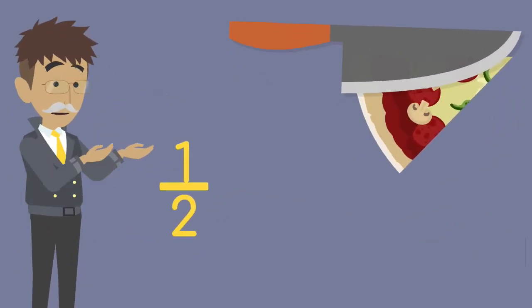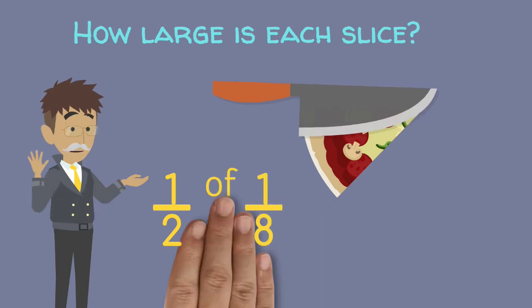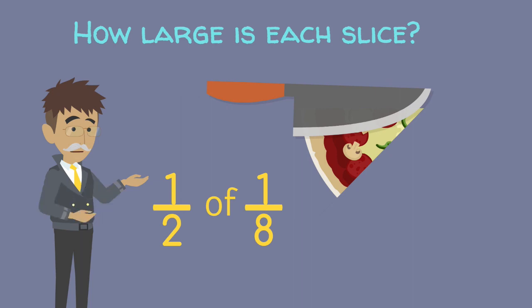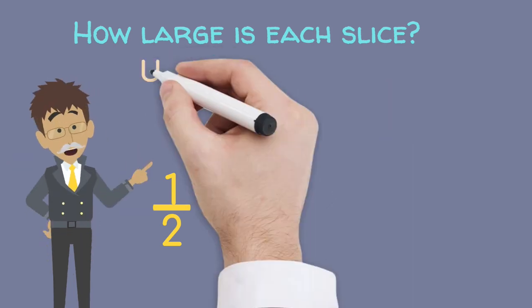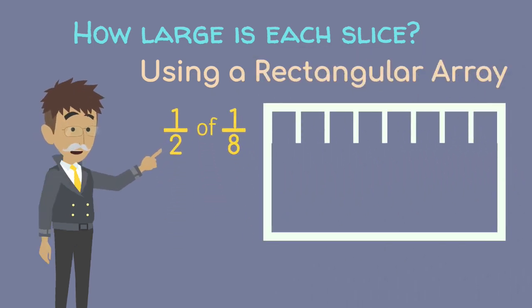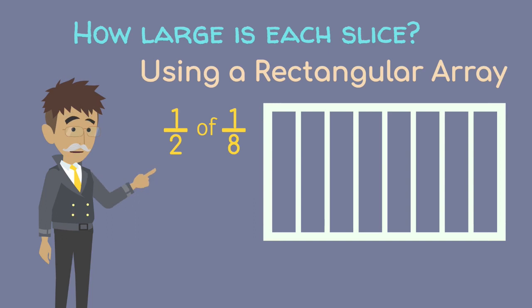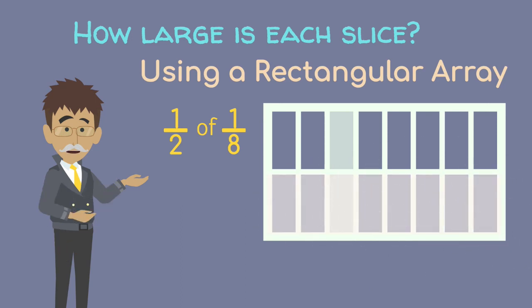Now, let's go back to that pizza we were going to share at the beginning. We first divided the pizza into 8 slices, then gave half of each slice to friends. I will represent this problem visually using a rectangular array. Begin by dividing a rectangle into 8 pieces in one direction. Shade one of the pieces to represent 1/8. Next, going in the other direction, divide the rectangle into 2 pieces. Shade one of those pieces.